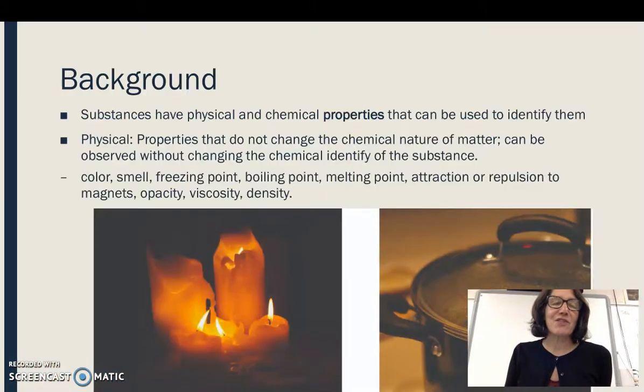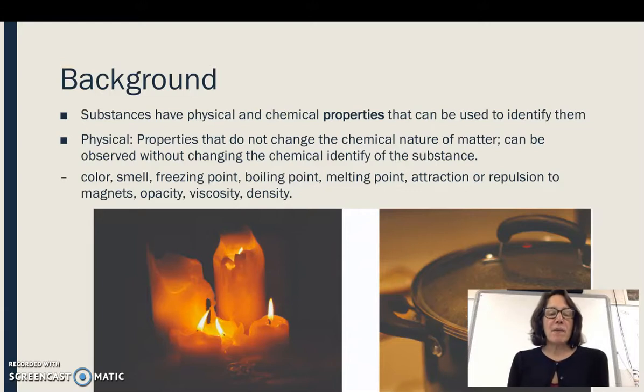The Unknown Powders Lab. We're going to start with a quick review of some of the things that you should remember from 8th grade physical science. That has to do with physical and chemical properties that can be used to identify different samples of matter. Recall that physical properties can be observed without changing the chemical nature of the substance. Examples include the color of it, the texture of it, the density of it, at what point it will boil or change from a liquid to a gas, etc.